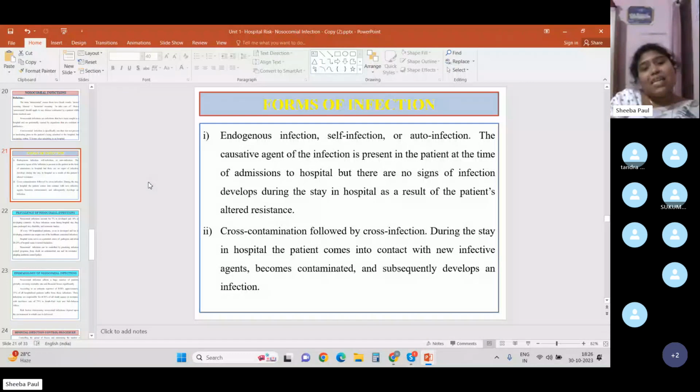Whereas cross contamination is nothing but it can happen from person to person, or whenever the person comes in contact with infective agents or contaminated agents.